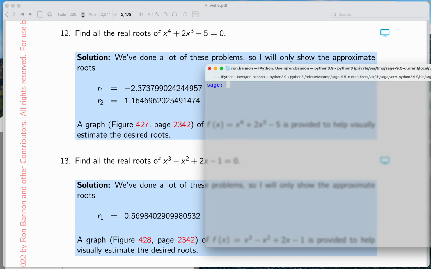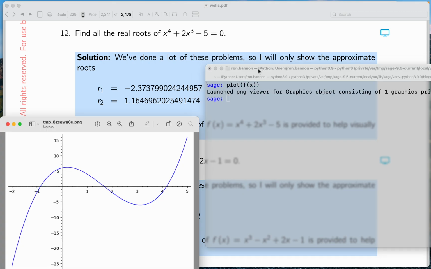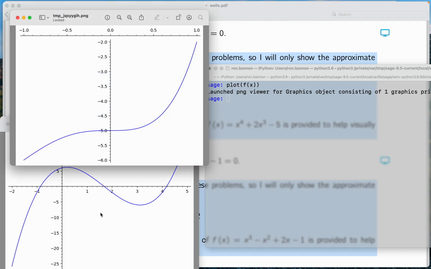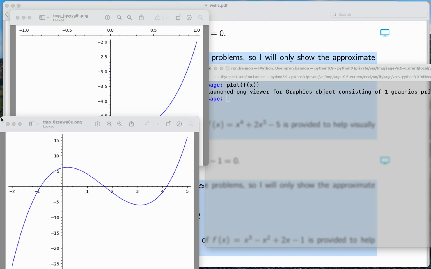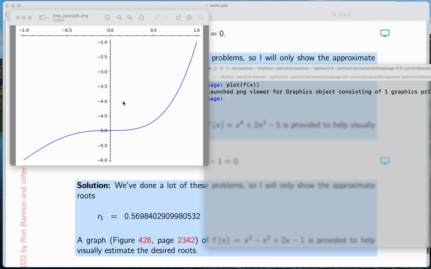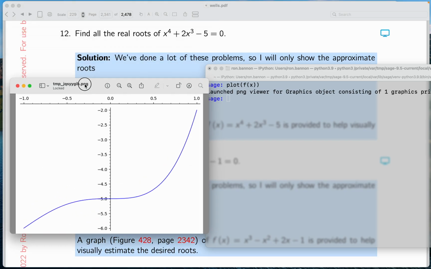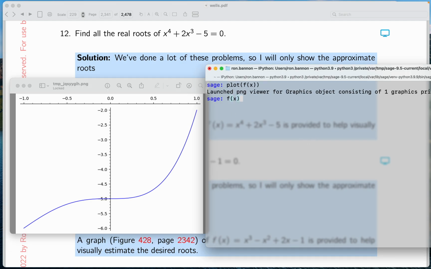What I want to do is plot it, P-L-O-T, and get a visual understanding of what's happening over here. I think I just get the default plot, and I get that. Let me get rid of the old plot. We had an old plot up there. And I noticed that, maybe, let me display f of x, because that doesn't look right to me. x to the fourth, plus 2x cubed, minus 5.